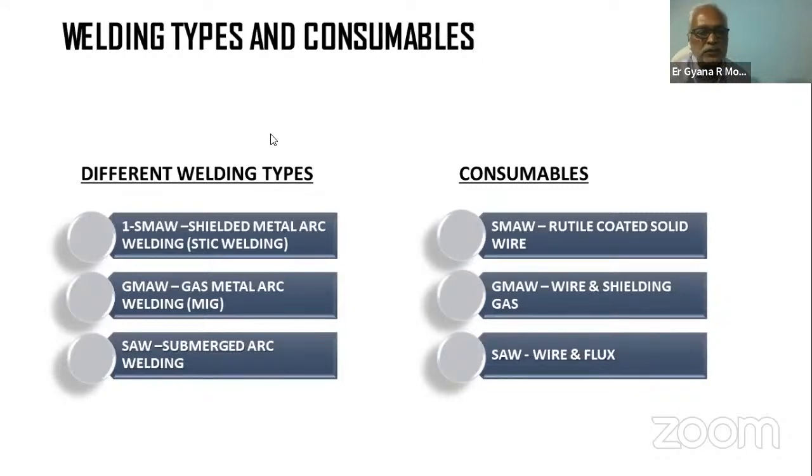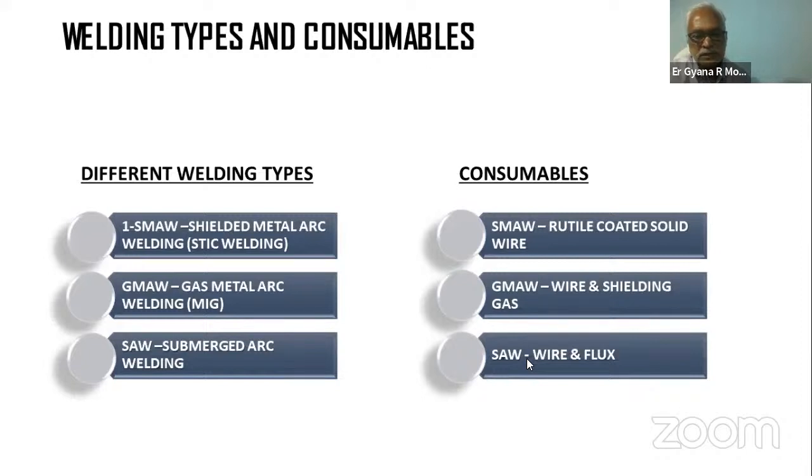And the electrode is in the shape of a wire. It's not in the shape of a flux coated welding stick. And then we have the submerged arc welding process. The consumable in SMAW is the coated electrode. Electrodes, we have seen, have a cover. In gas metal arc welding we have shielding gas. In SAW we have flux.